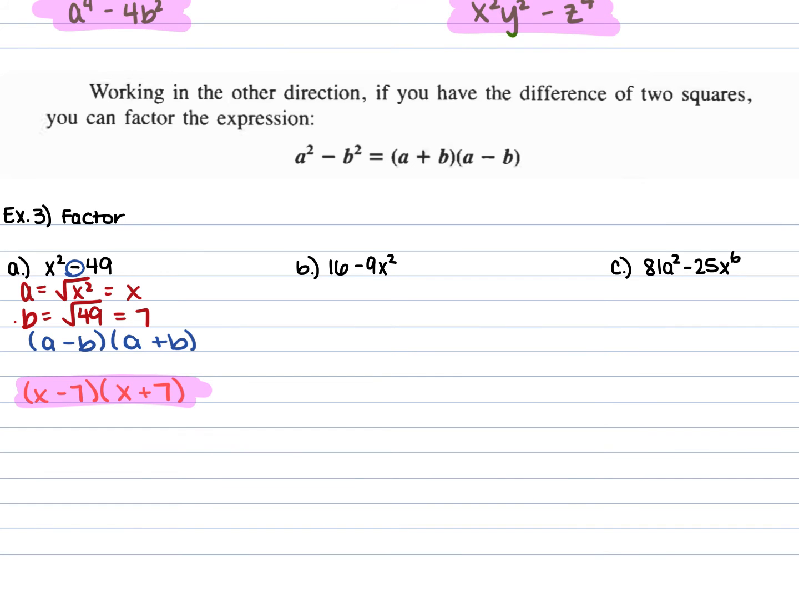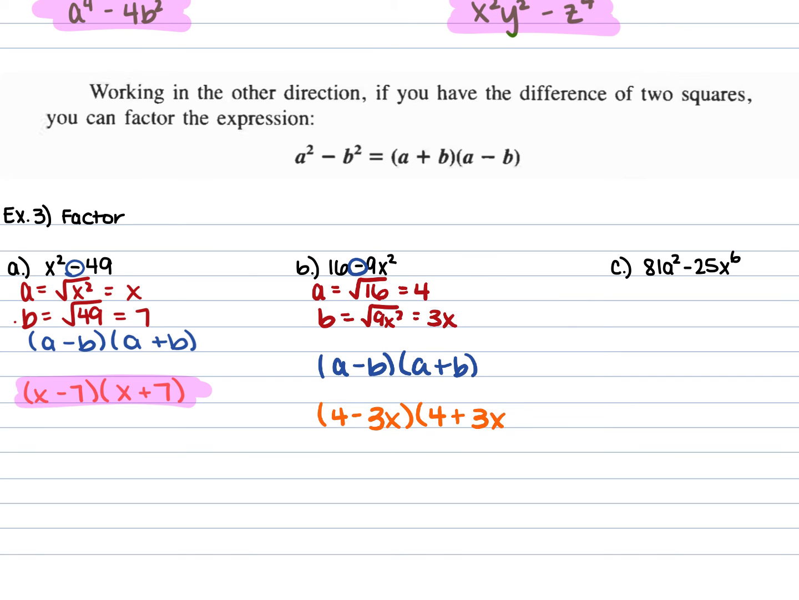For example B, we have 16 minus 9x squared. So again, our A is going to be the square root of that 16, which is 4. Our B would be the square root of that 9x squared, which is 3x. There's subtraction between the two, so we're going to use A minus B times A plus B. So this is going to give us 4 minus 3x times 4 plus 3x.